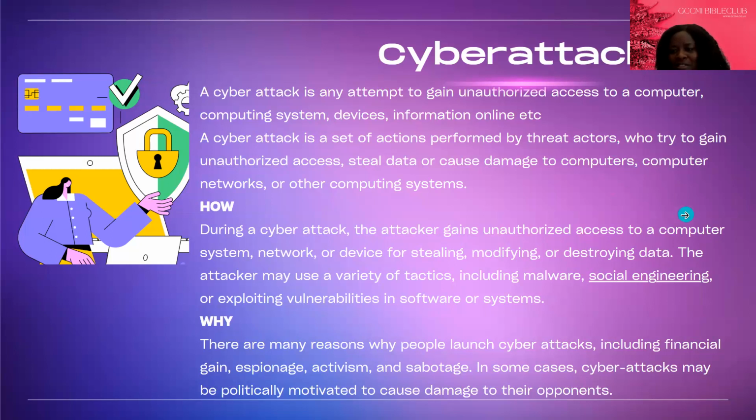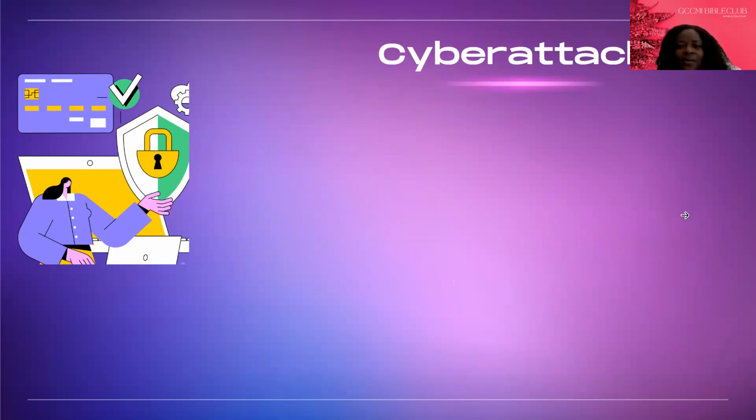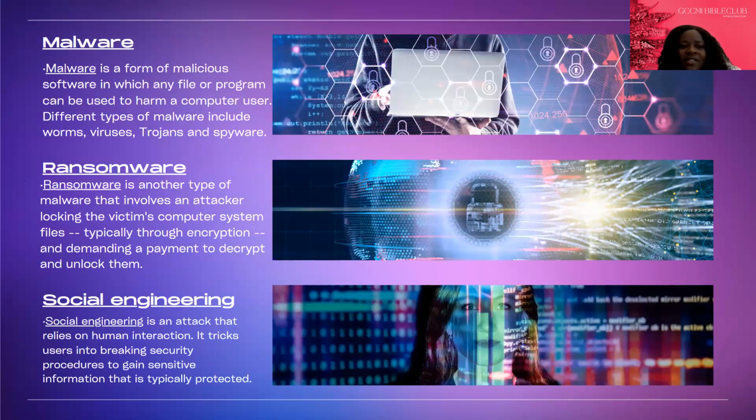I don't know who needs this information. So we are looking at different cyber attacks that are predominant today. We start with malware. Malware is like a virus, a form of malicious software in which any file or program can be used to attack computer users. We have different types of malware: worms, viruses, Trojans, and spyware.